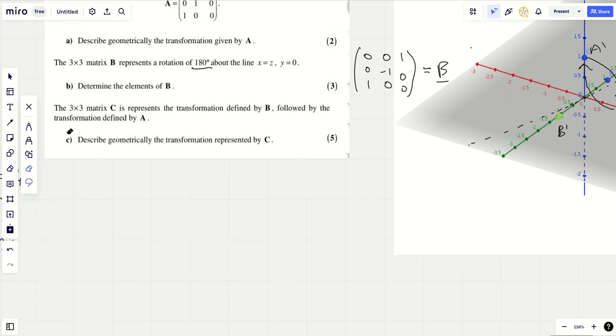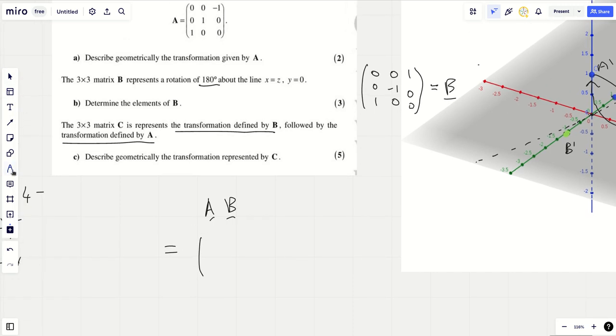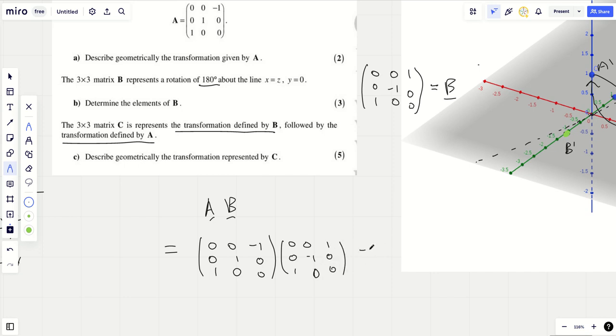We've got C, a 3 by 3 matrix. C is a transformation B followed by transformation A. Now remember, if you're doing B first, then A, read from right to left. So I'm going to do A times B, which is, let me just remind myself what A is. I'm going to multiply them together first, and then work out what kind of transformation that is. So 0, 1, 0, -1, 0, 0, and I'm going to multiply that by 0, 0, 1, 0, -1, 0, 1, 0, 0. Obviously in the exam you'd do this on a calculator. I'm going to quickly do it in my head.